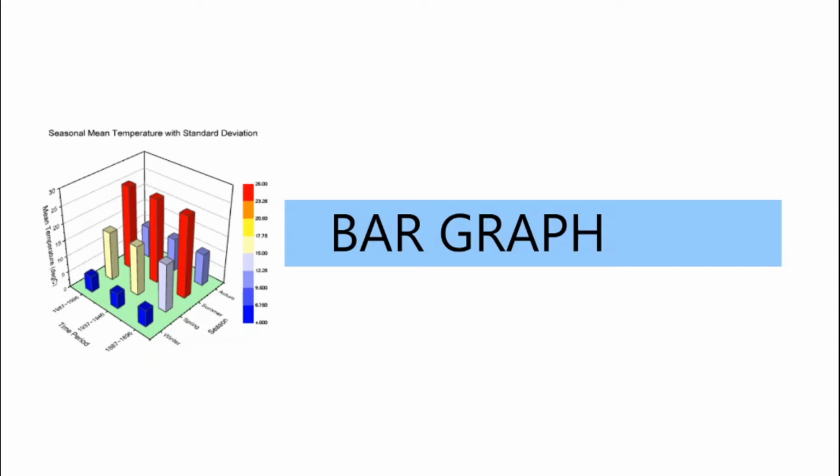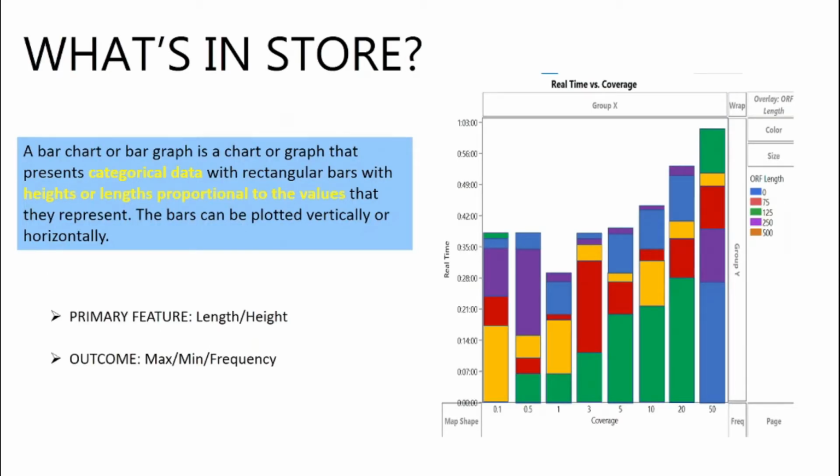Now that we have looked into the line graph, we proceed to the next kind of graph, that is the bar graph. So what is a bar graph? A bar graph is a chart or a graph that represents categorical data with rectangular bars with heights or lengths proportional to the values that they represent. The bars can be plotted vertically or horizontally.